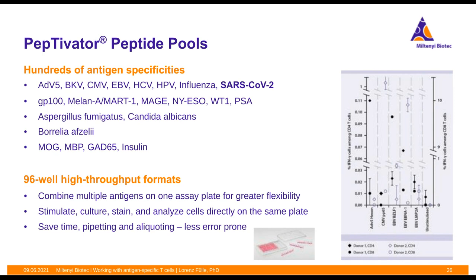And furthermore, as I've already mentioned, we also provide the PepTivators for high throughput applications. And with them, you can really combine multiple antigens in different stripes on just one single assay plate, which will really give you some more flexibility in analyzing the cells. And in addition, I think the setup is really nice because you can stimulate, culture, stain, and analyze your cells directly on the same plate. And this will, of course, save you some time, some pipetting steps, and also the aliquoting. And in consequence, this then means that your whole experimental setup is less prone to errors.